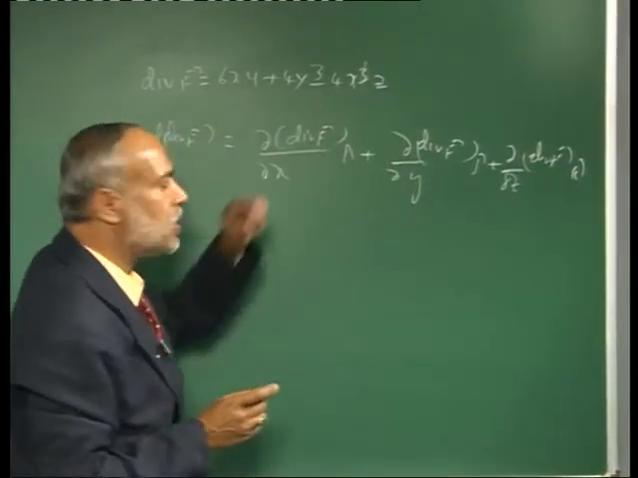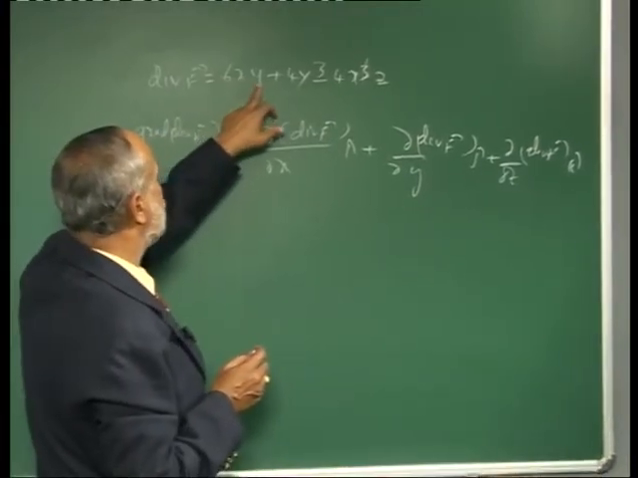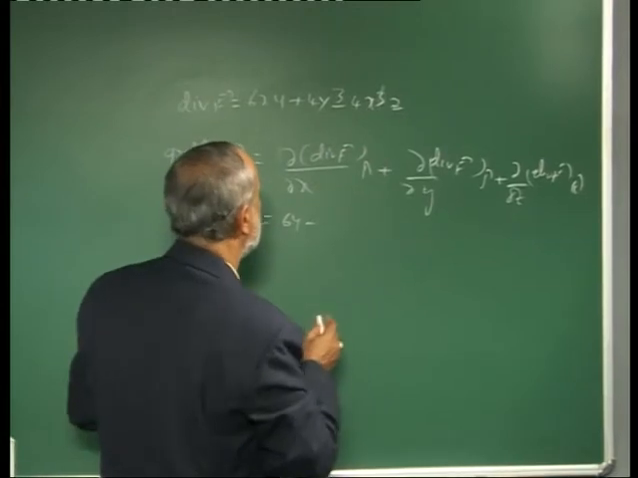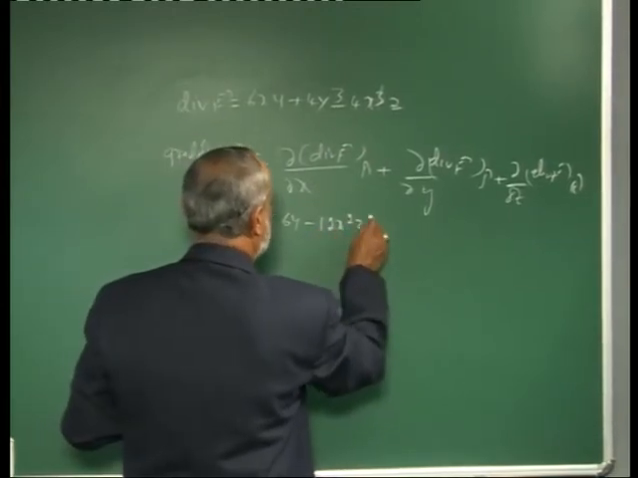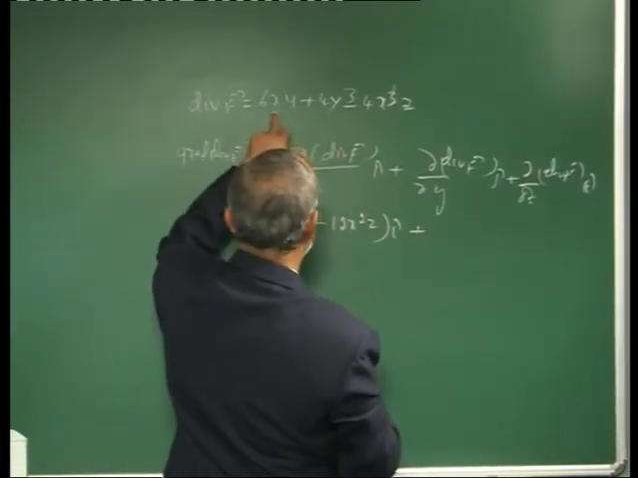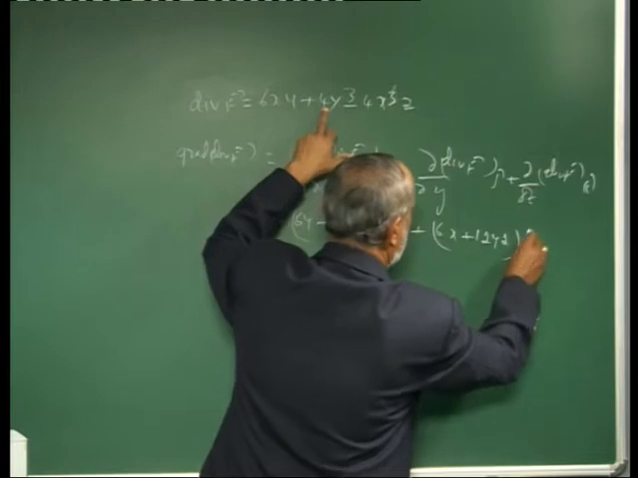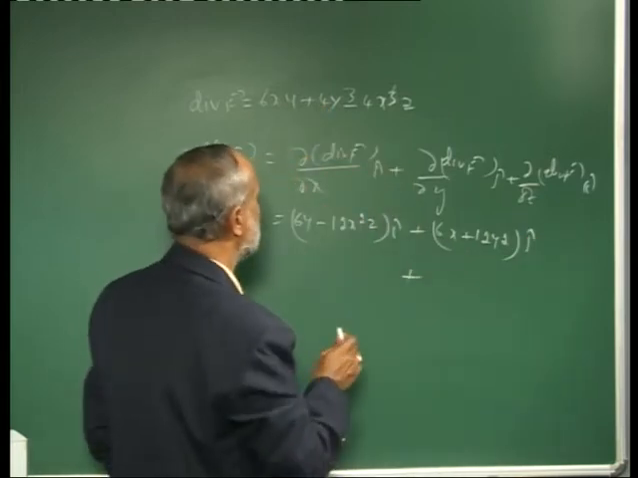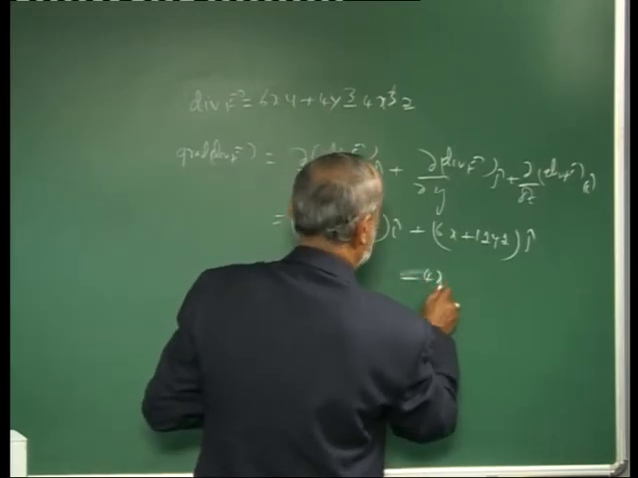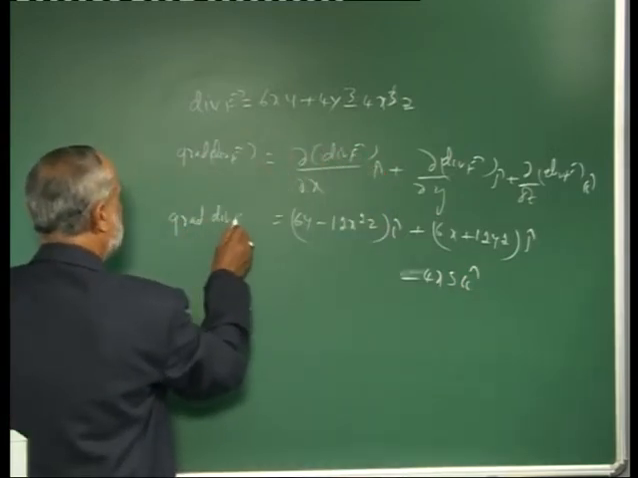See, if you differentiate partially with respect to x the entire thing, what do you get? Here 6y is constant, x differentiation is 1, so 6y minus 12x squared z, into i cap. Next, plus differentiating partially with respect to y means 6x plus 12y squared into j cap. Plus differentiating partially with respect to z, 6xy is 0, so we get minus 4x cube into k cap. Now you have found the gradient of divergence of f vector.